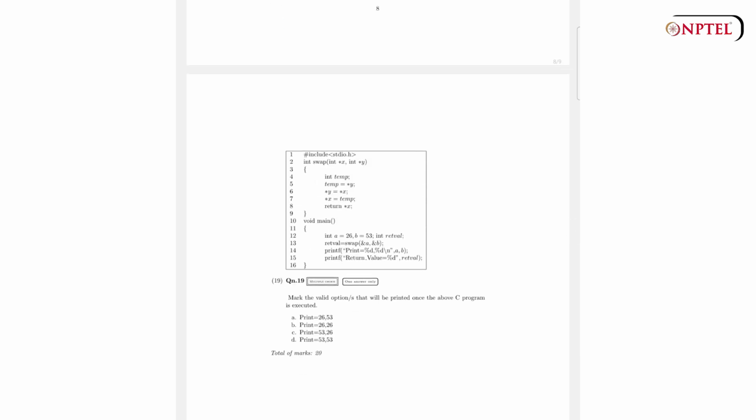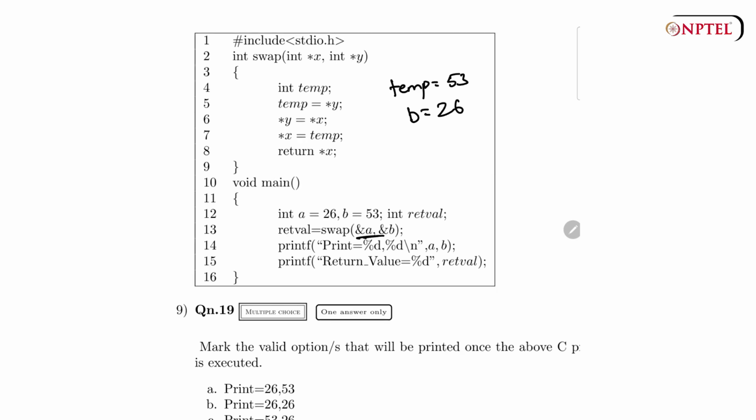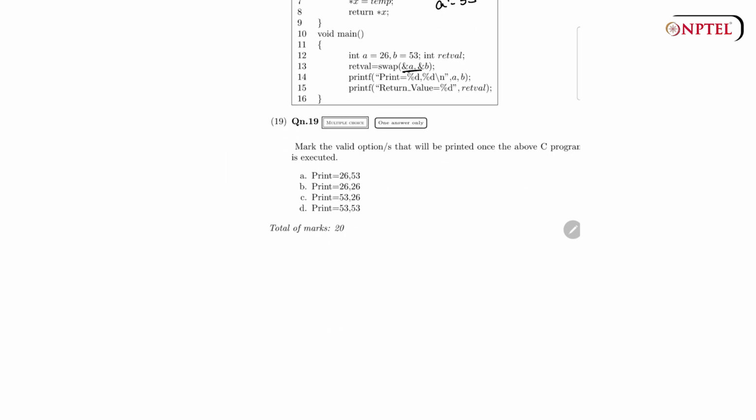Now analyze the following and answer question 19. Here we have another case where you're again passing both the addresses. Now temp is holding the value at b, which is 53. Then star y, which is b, is going to take the value at a. Star x is the value at a, which is 26. Then star x, which is a, is going to take the value of temp, which is 53. So now a is going to be 53 and b is going to be 26, and that is what is going to be printed out.